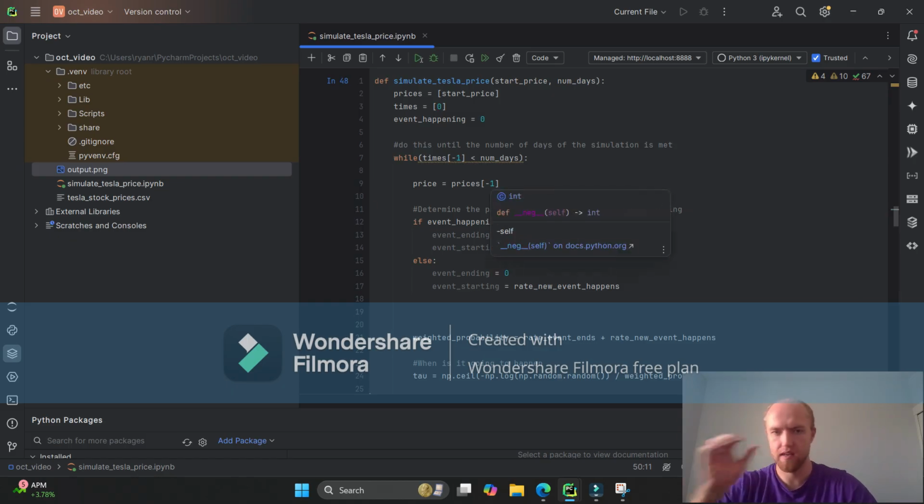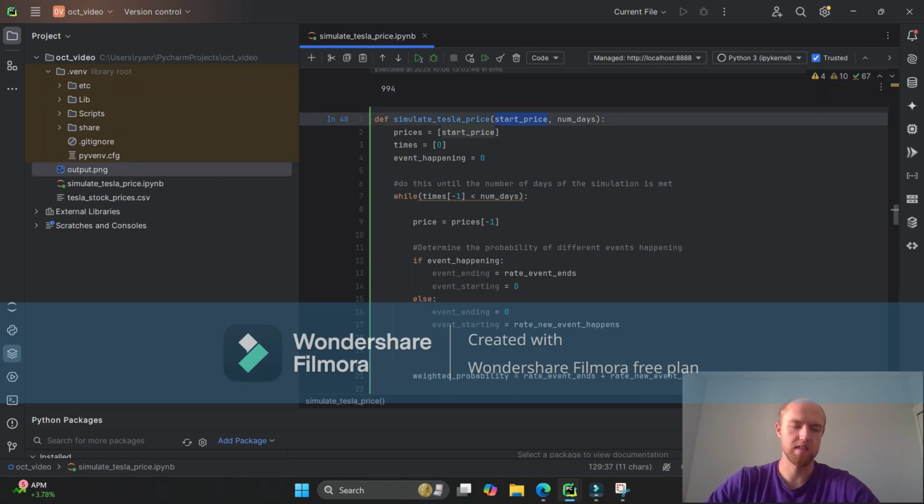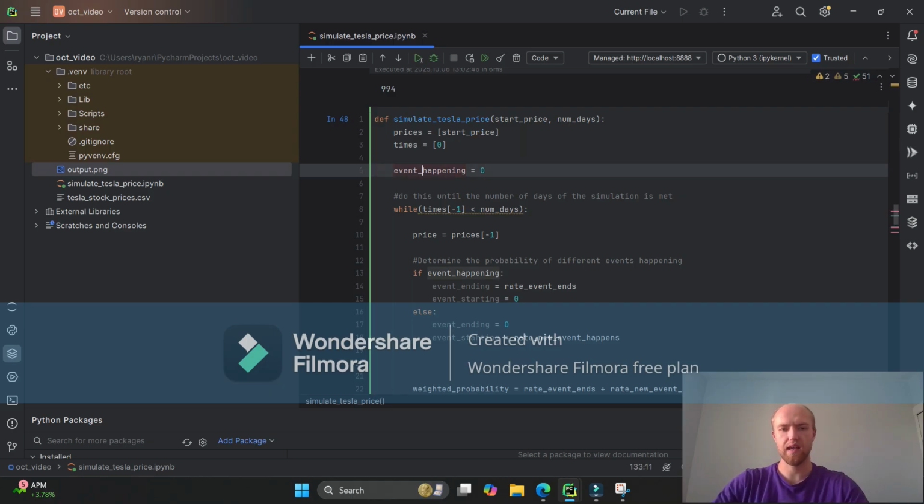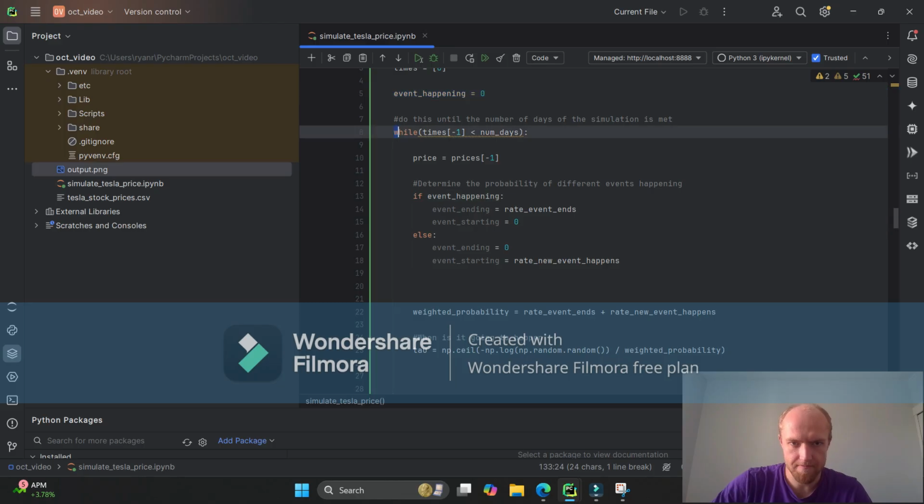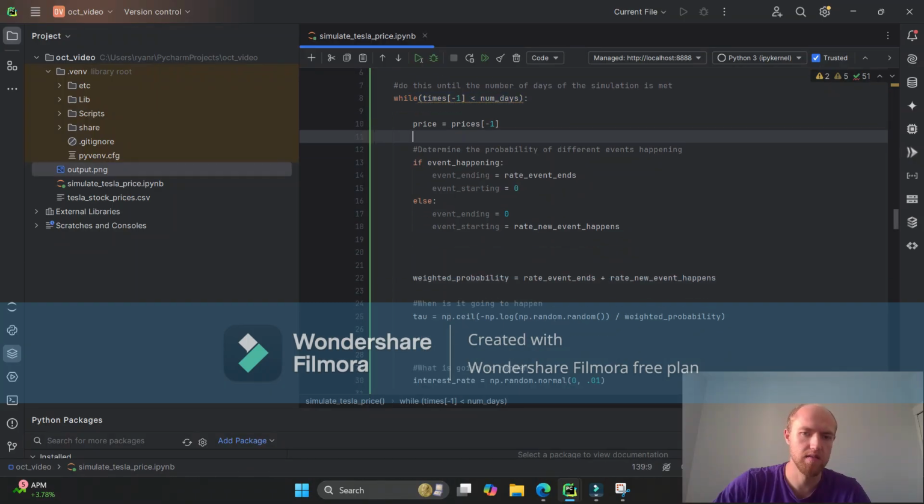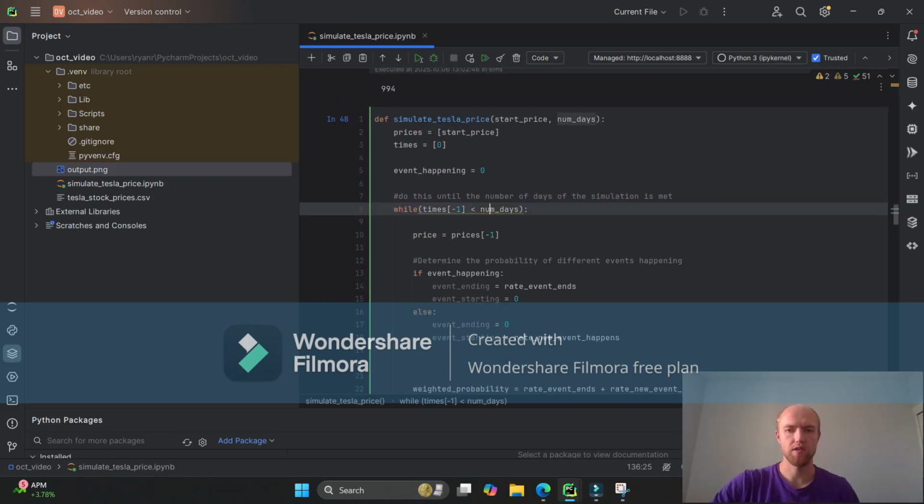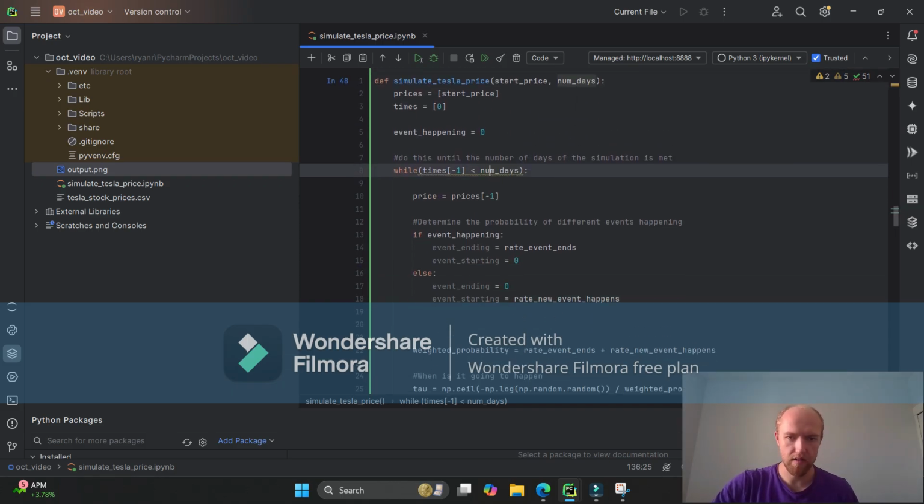So we're back here to the code. And what we need to start things off is we need to figure out the Tesla start price and how long we're going to do the simulation for. So we take those in. And then, like we just talked about, we're going to be tracking if there's an event going on, causing high increase in price or high decrease in price. So we'll keep track of that too. Okay, so we start out our simulation and we start keeping track of the day it is. Once we hit our maximum number of days, we break out of the simulation.